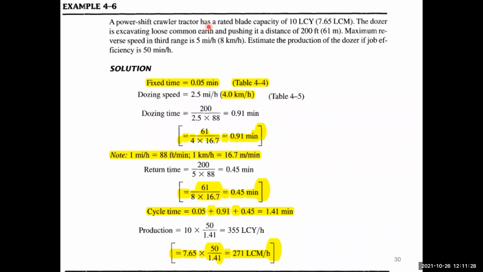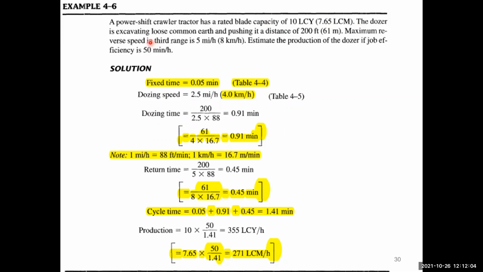A power shift crawler tractor has a rated blade capacity of... So remember that both types of units have been given. I have highlighted the data which will be used. We will be mainly using the SI units, so I have highlighted those units over here. The rated blade capacity of the power shift crawler tractor is 7.65 loose cubic meters. This is the blade capacity.